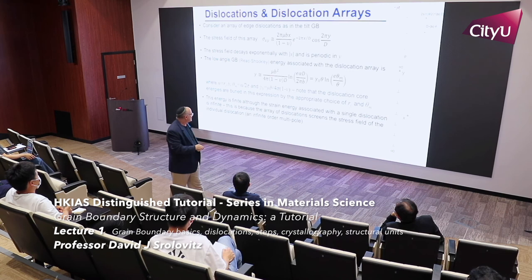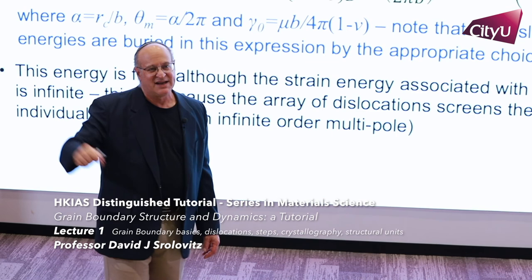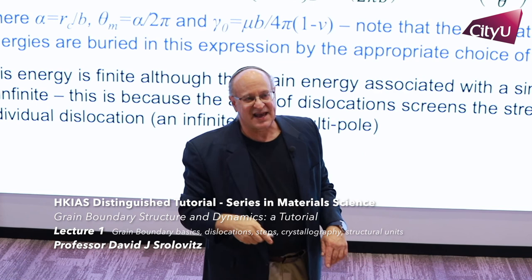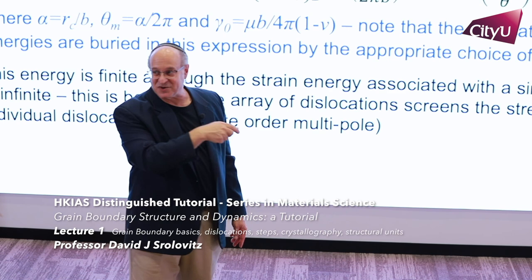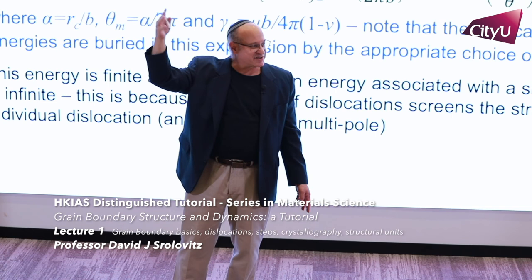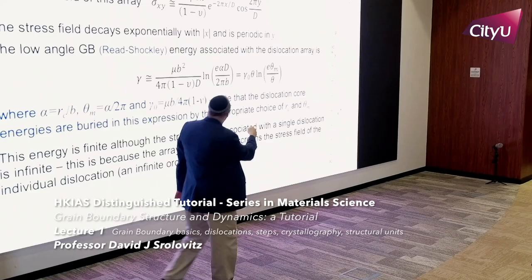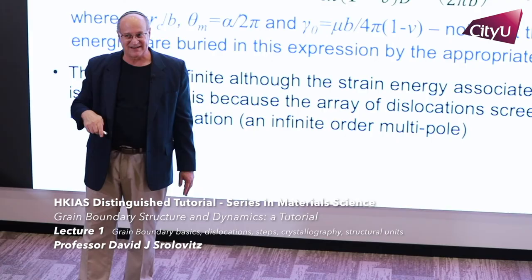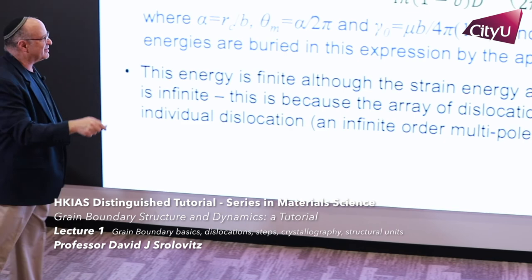And the reason it does that: if you have one dislocation, a monopole, the stress field goes like 1 over r. If I make a dipole, plus and minus, it goes like 1 over r squared. This is like a multipole: monopole, dipole, quadrupole, etc. If you have any kind of multipolar arrangement of dislocations, its stress field will decay like 1 over r to some power. And it's because you have an infinite array that it actually decays exponentially fast. So that's kind of a cute little reason, but that's why a grain boundary energy is finite.